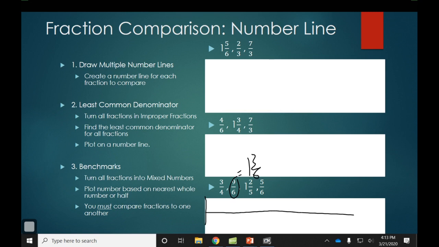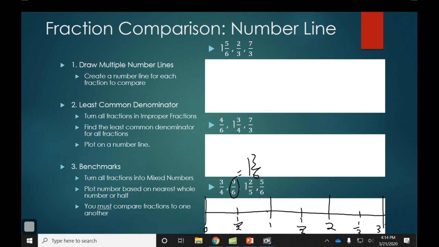Right? Draw out your number line. This will be my 1 whole. This will be my 2 wholes. This will be my 3 wholes. Okay? Plot numbers based on the nearest whole number or half. So what you also need to do is put where between 0 and 1 would 1/2 be. So this would be a half, right? This is approximately equal distance between 1 and 0. This would be a half, and this will be a half.